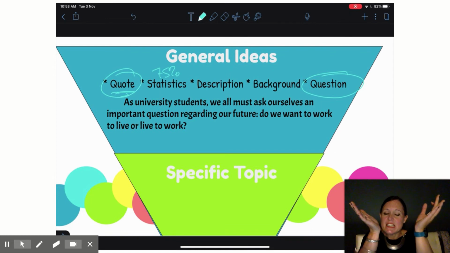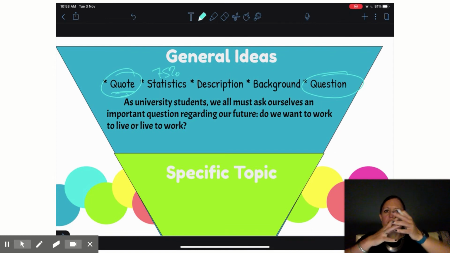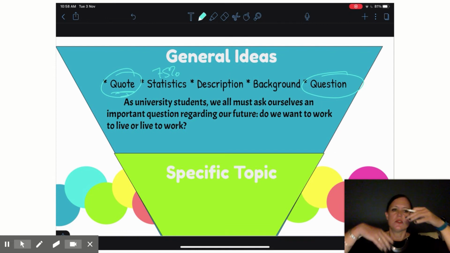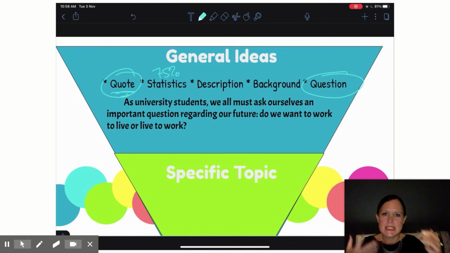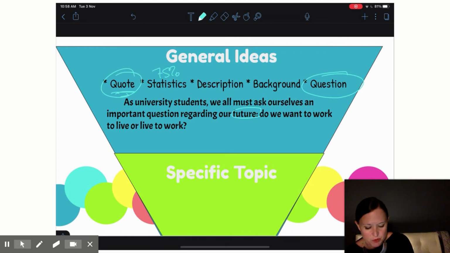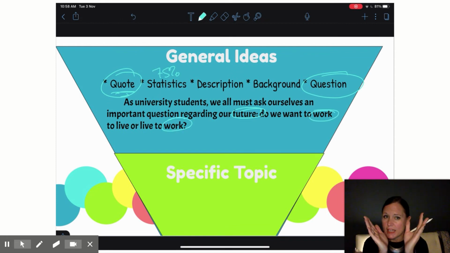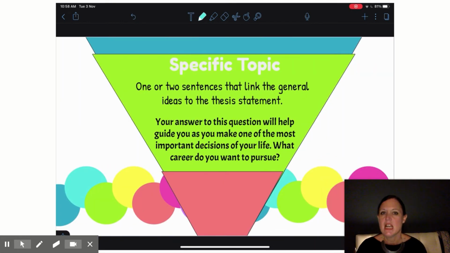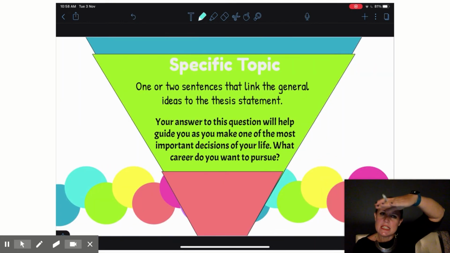So again, it's quite general. It's very much university students, what should you think about? But it's bringing up the main idea here about future and work, so that now I can move into a little bit more specific of a topic that's going to link those general ideas with that thesis statement.